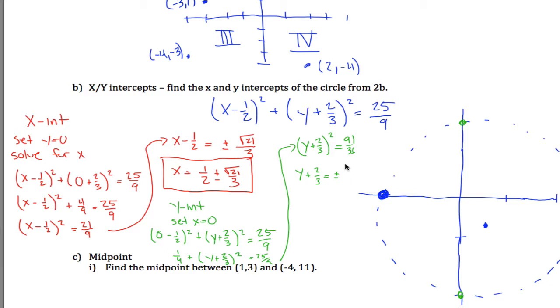Plus or minus the square root of 91/36 is the square root of 91 divided by the square root of 36. But the square root of 36 is just 6. So what I get is y equals negative 2/3, after I subtract 2/3 from both sides of the equation, plus or minus root 91/6. Those are my two y-intercepts, those are my two x-intercepts.